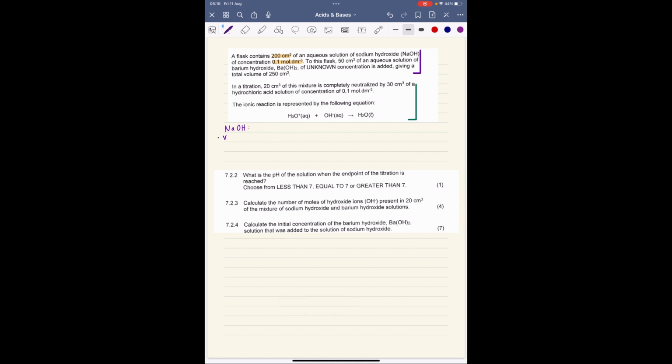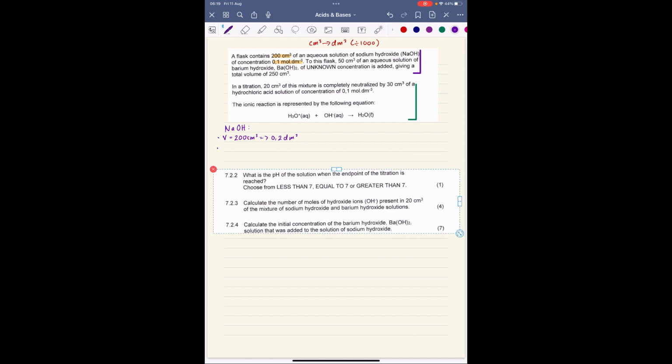The volume, so for NaOH, we have the volume. This is 200 centimeter cube. The required SI unit is supposed to be decimeter cube. How do you convert from centimeter cube to decimeter cube? It's quite easy. You just divide by 1,000. So let's carry on. If we divide by 1,000, we're going to get 0.2 decimeter cube.